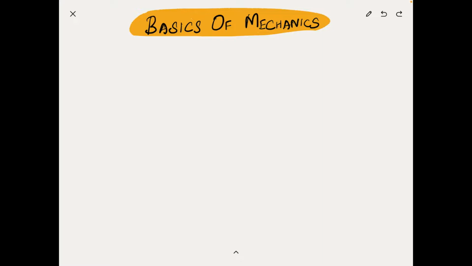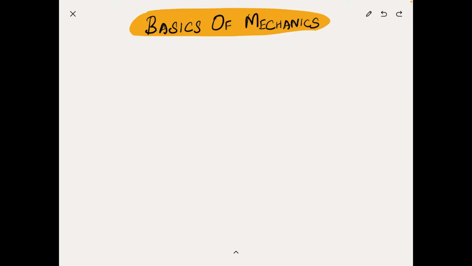In this series of lectures, we're going to see the basics and fundamental concepts of mechanics, which will help us lay a foundation for solving advanced and complex engineering problems. Now, what is mechanics? Mechanics, by definition, is the study of force acting on a body and the resultant motion of the body due to the applied force.